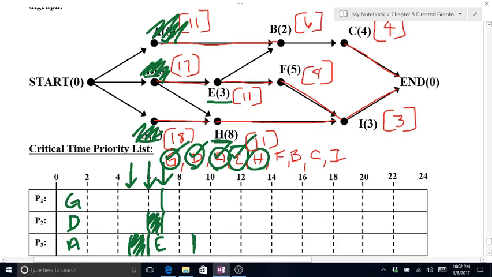F is still not eligible because E is not done. B is still not eligible because E is not done. And I'm not even worried about C and I right now because that's way too far out there. Okay, so H goes next. And H takes 8 minutes to complete, so that takes me to 15.